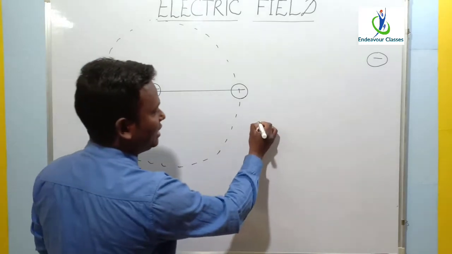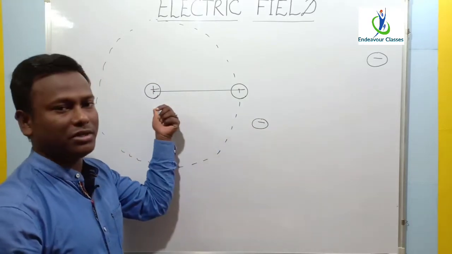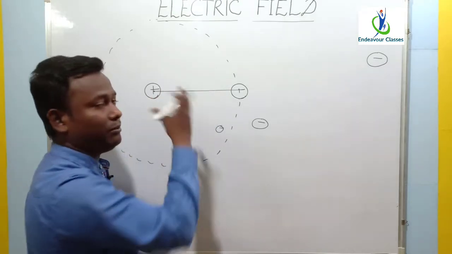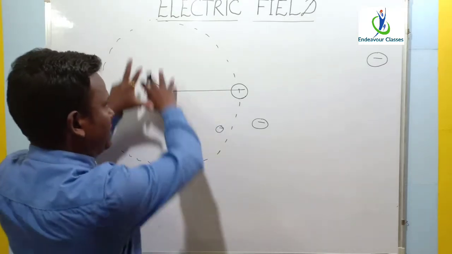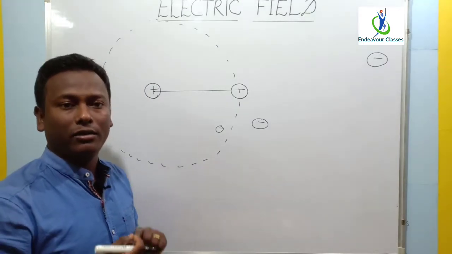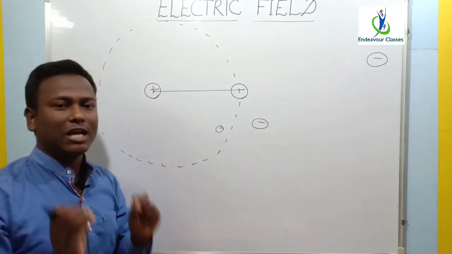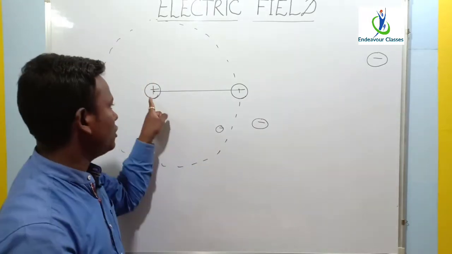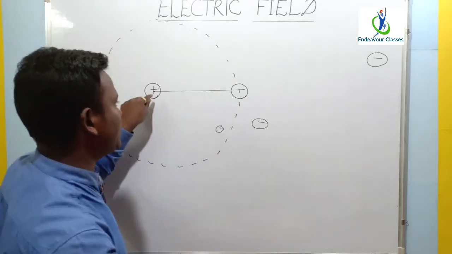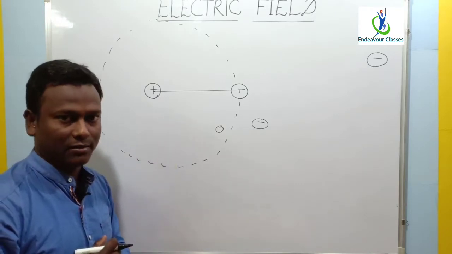You see, if a negative charge is lying outside this sphere, it will not be attracted by the positive charge. But once it enters the sphere, at any point within this space, any charged particle can feel the force due to this positive charge. But outside the sphere, no charged particle will experience any force due to this charge. So this region of space surrounding this charged particle will be called the electric field of this charged particle.